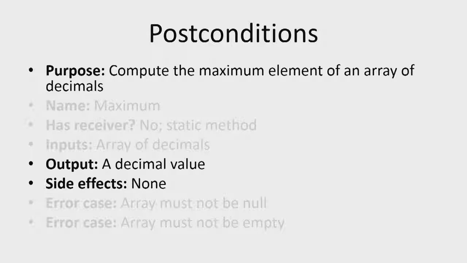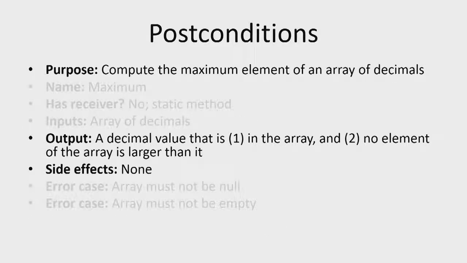Now our bug previously was a violation of what is truly a postcondition of this method. It's not the maximum element of the array. But how can we be a bit more crisp about that? Well, I'm going to try to crisp up this output here. I'm going to say the output needs to be a decimal value that is, first of all, in the array, and second of all, there is no element in the array that is larger than the returned value. So these two conditions much more precisely capture what we expect this maximum method to do.